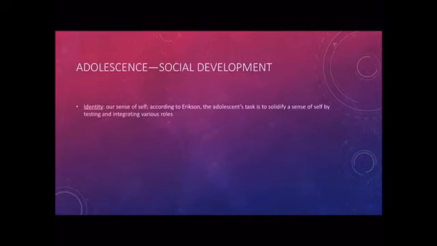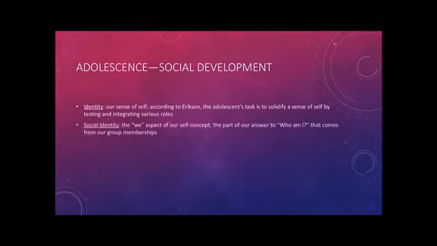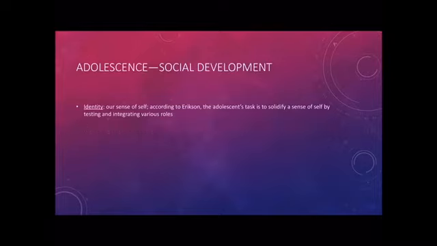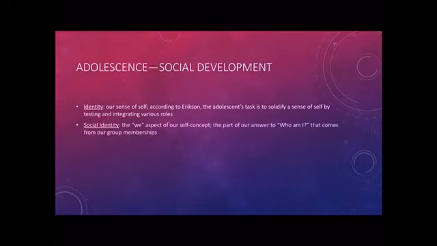Okay. Identity is really just kind of your sense of who you are, right? And identity is the task of the adolescent. Identity is what we are striving to understand in ourselves during the period of adolescence. And then we have a social identity. So identity and social identity is a little bit like individualistic versus collectivistic in a sense. And so social identity is the we aspect of our self-concept. Who am I in terms of the groups that I associate with?